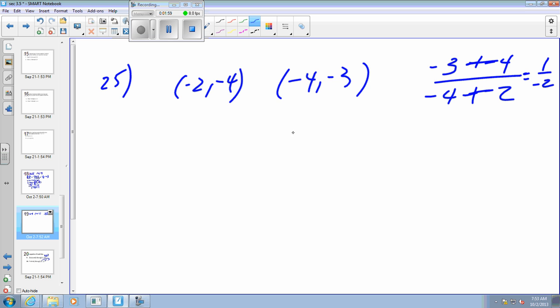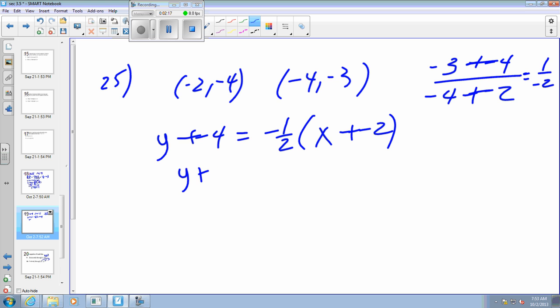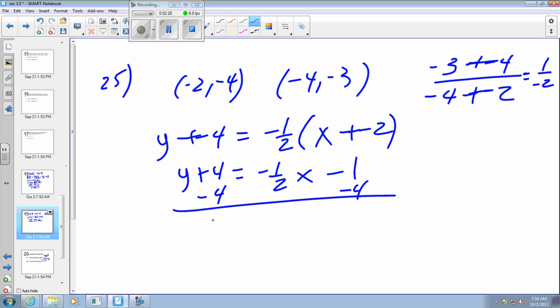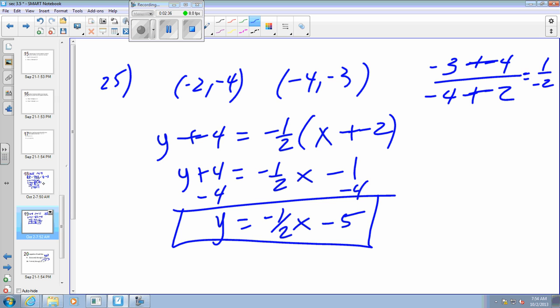We can use either one of the points to plug into point-slope form. I'm going to pick the first one, y minus negative 4 equals negative 1/2 times the quantity of x minus negative 2. Again, negative negative is positive. Simplifying, minus 1, negative 1/2 times 2 is negative 1, minus 4, and I get y equals negative 1/2 x minus 5. Question 25. Next question, please.